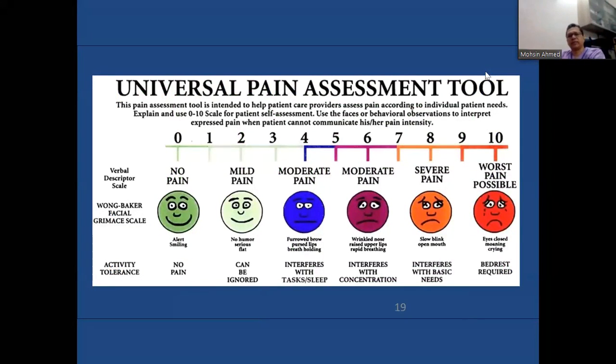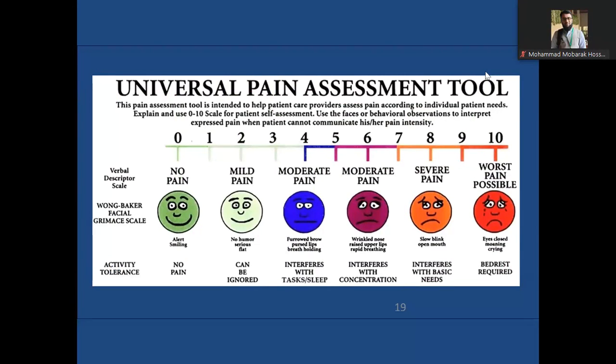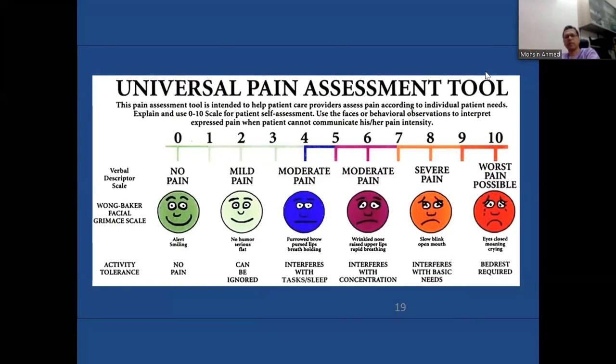You should assess the chest pain. Zero means no pain, and 1 to 2 is a mild pain that the patient can ignore. As the scale gradually increases, 3 to 4 is moderate pain, interfering with tasks or sleep. Then 5 to 6 is moderate pain that disturbs concentration, and severe pain hampers normal activities, that is 8. The worst pain requires bed rest. This scale can be used in the OPD, but we cannot follow it strictly; I think it is the theoretical part.